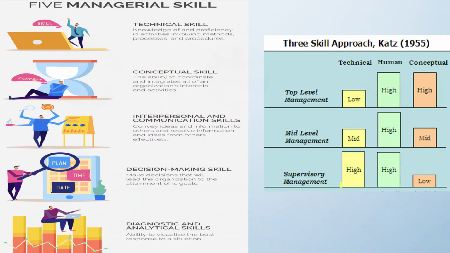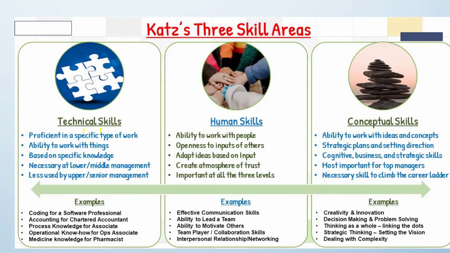Here in details with examples, you can see the chart. It is saying about the technical skill, human skill, and conceptual skill. In technical skill, normally we focus on proficiency in a specific type of work, ability to work with things based on specific knowledge. So proficiency in a specific type of work, only one type of job. That is why it is low in which level? Top level management. Necessary at lower level, middle level, and less used by upper level and senior level.